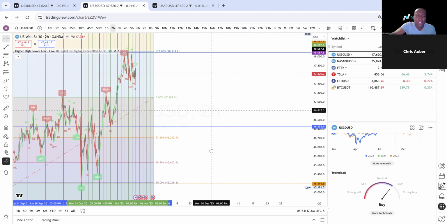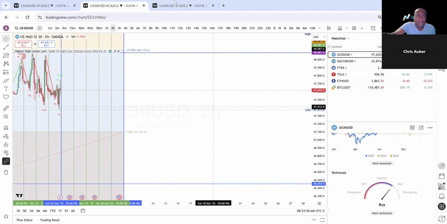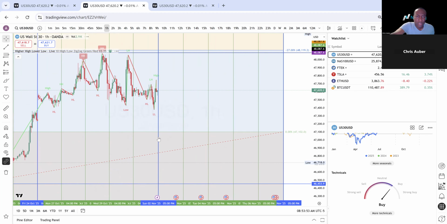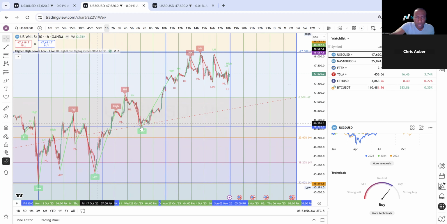So now I'm on the 2 hour, and we can jump down to the 1 hour, we can see exactly what's happening. So last week, this was last week's low. This was the 1 hour support that was created last week. Look at what happened. Market bought up, even with all the selling that went on last week. It still closed higher than the previous week.